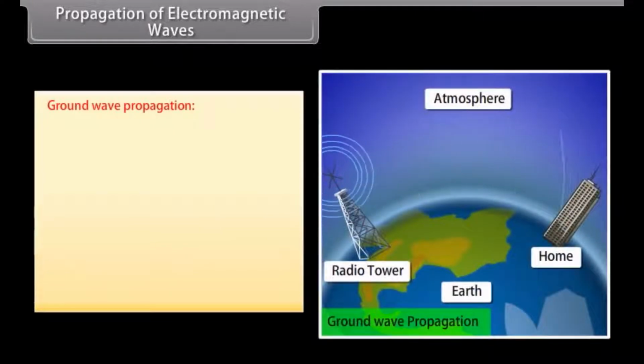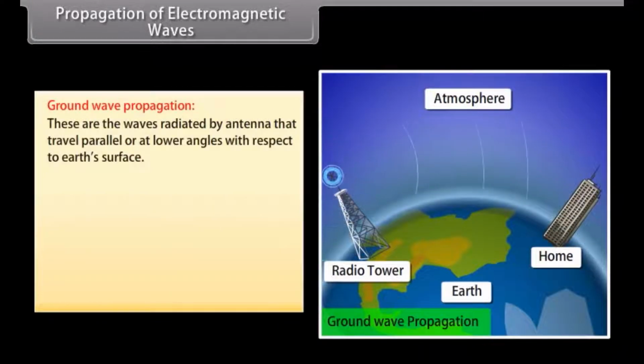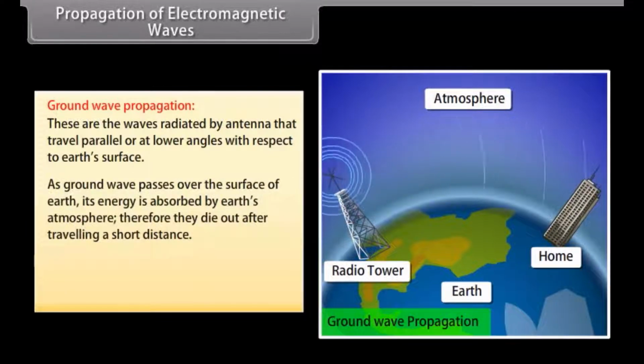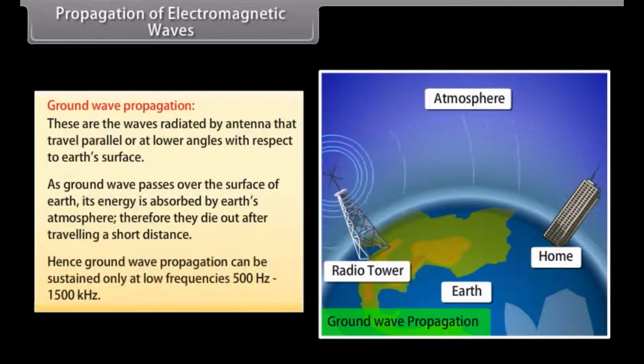Ground wave propagation. These are the waves radiated by an antenna that travel parallel or at lower angles with respect to Earth's surface. As a ground wave passes over the surface of Earth, its energy is absorbed by Earth. Therefore, they die out after traveling a short distance. Hence, ground wave propagation can be sustained only at low frequencies, 500 Hz to 1500 kHz.